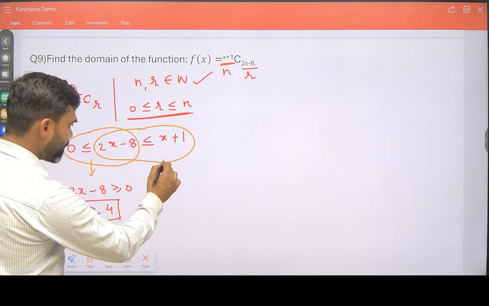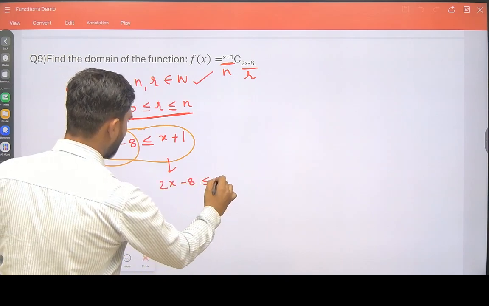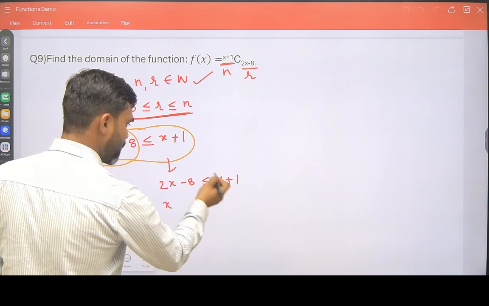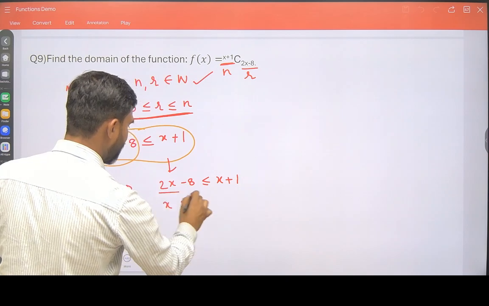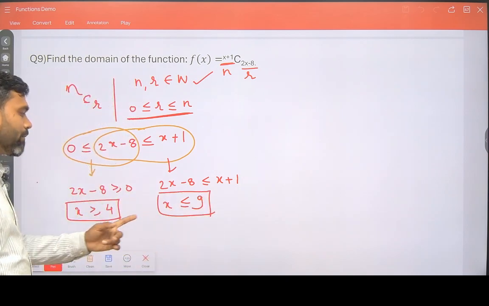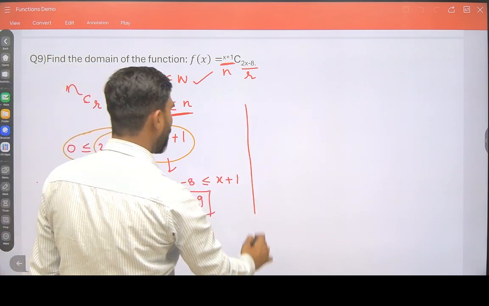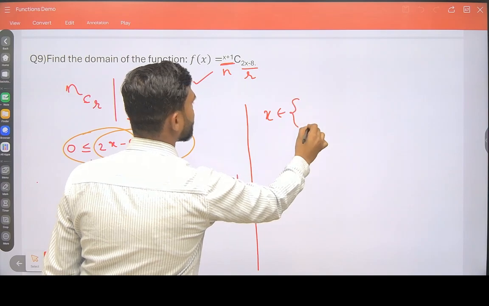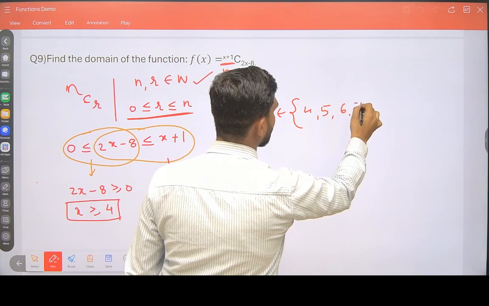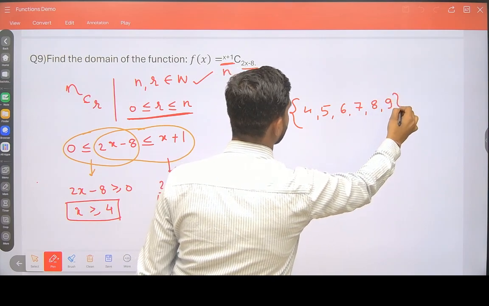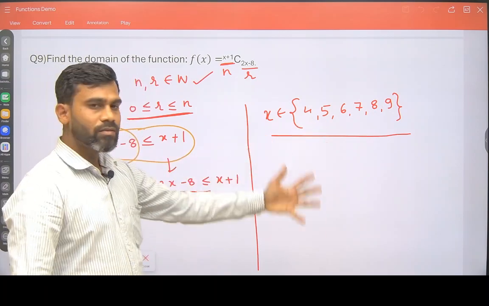So this is the first condition we have got. Yes. Now here we can have 2x minus 8 less than or equal to x plus 1. So it will be x, 2x minus x becomes x, and here minus 8 plus 1. So all the whole numbers between 4 and 9, all the whole numbers, right? So we have to take only whole numbers. So x belongs to the set containing 4, 5, 6, 7, 8 and 9. This is the final answer. We can check also, right? So this is the final answer.